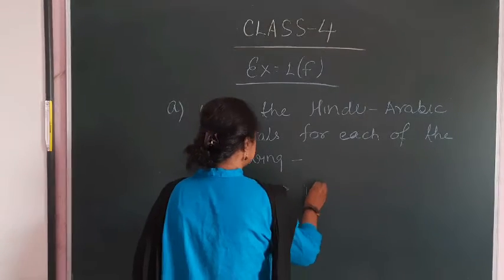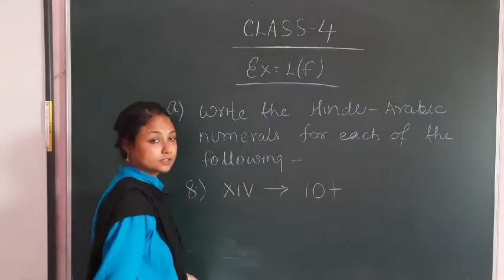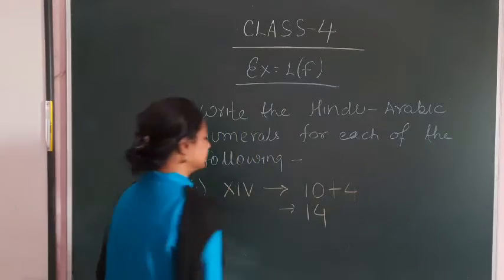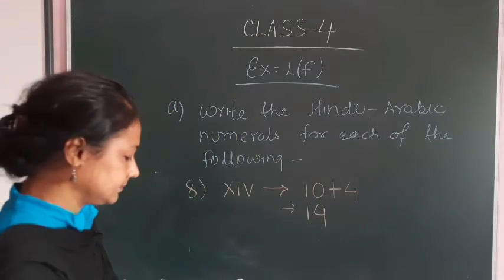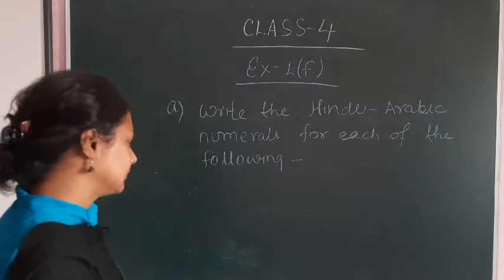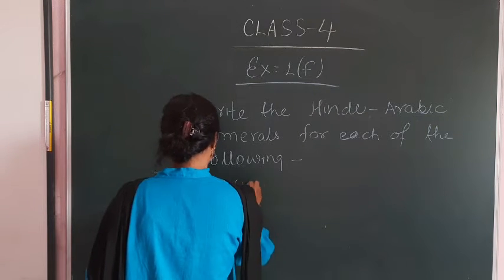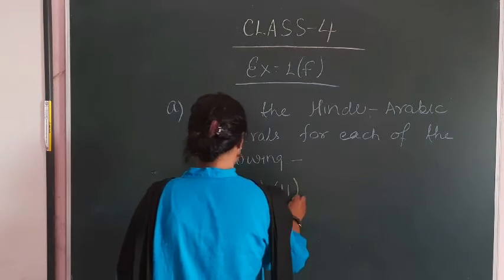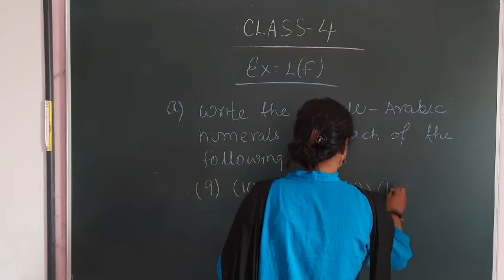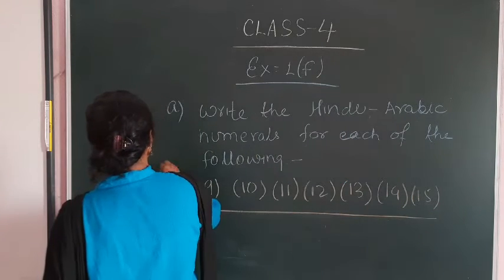What is this? This is 10 and this is 4, as you already know. So 10 plus 4, this is 14. Then question number 9, 10, 11, 12, 13, 14 and 15. Okay, this is your homework.